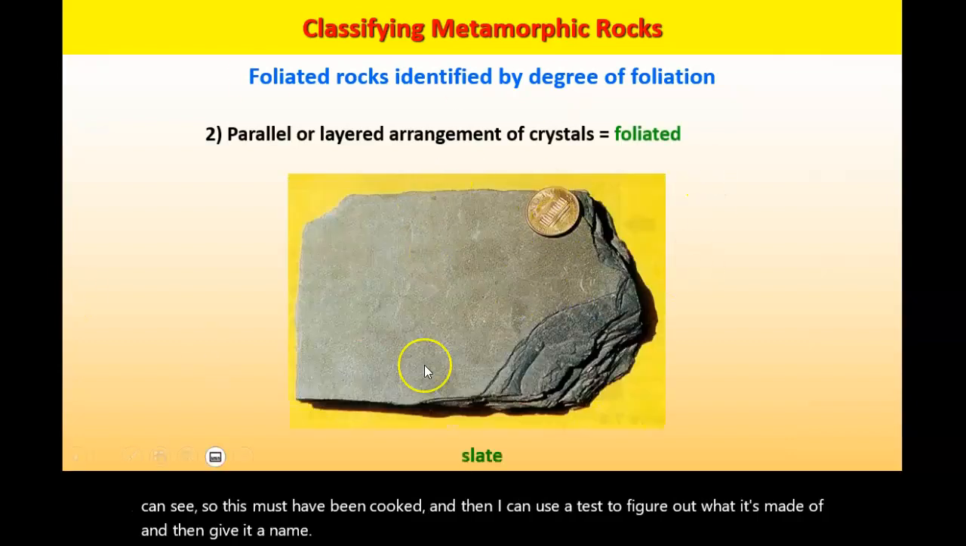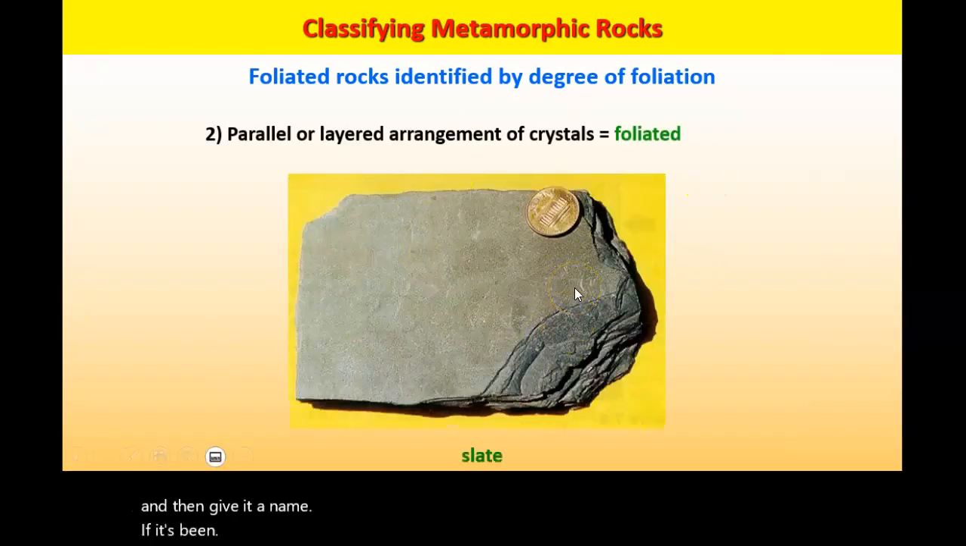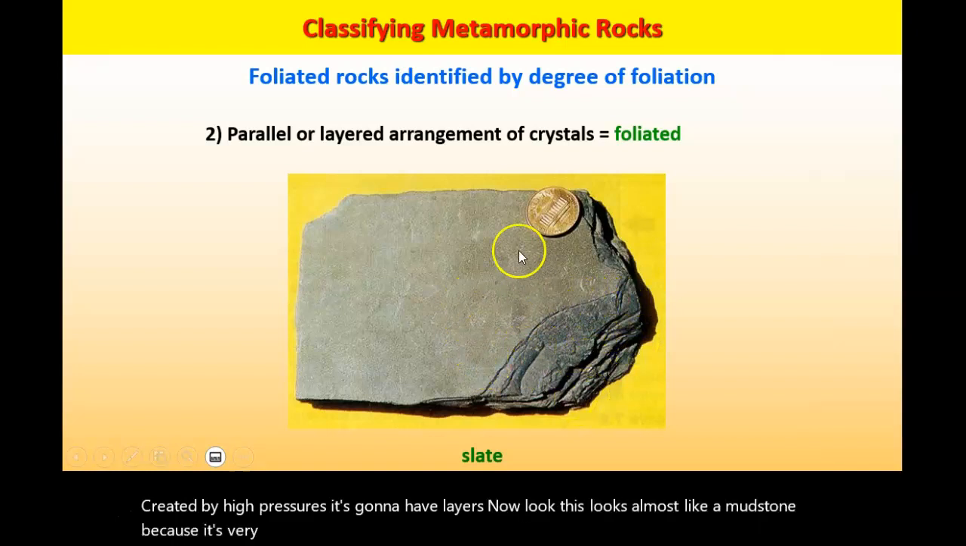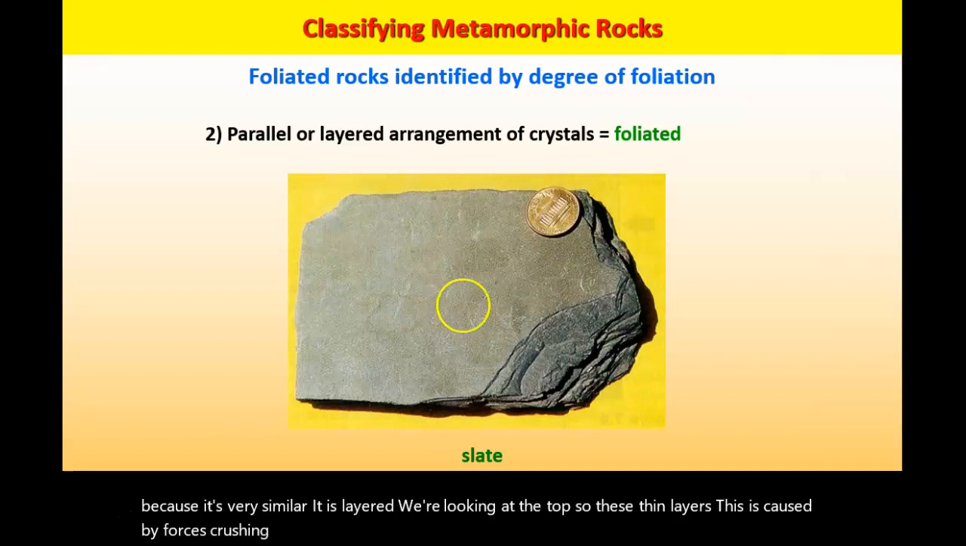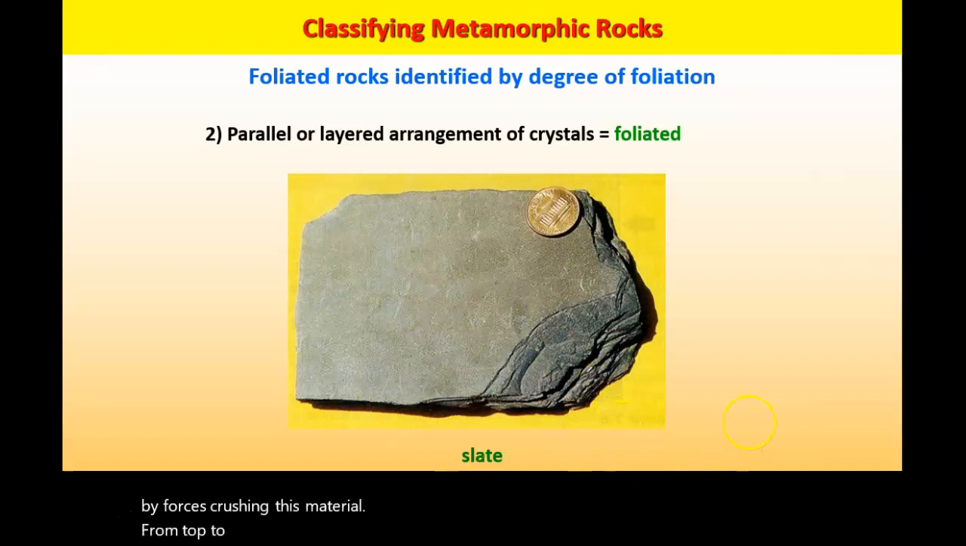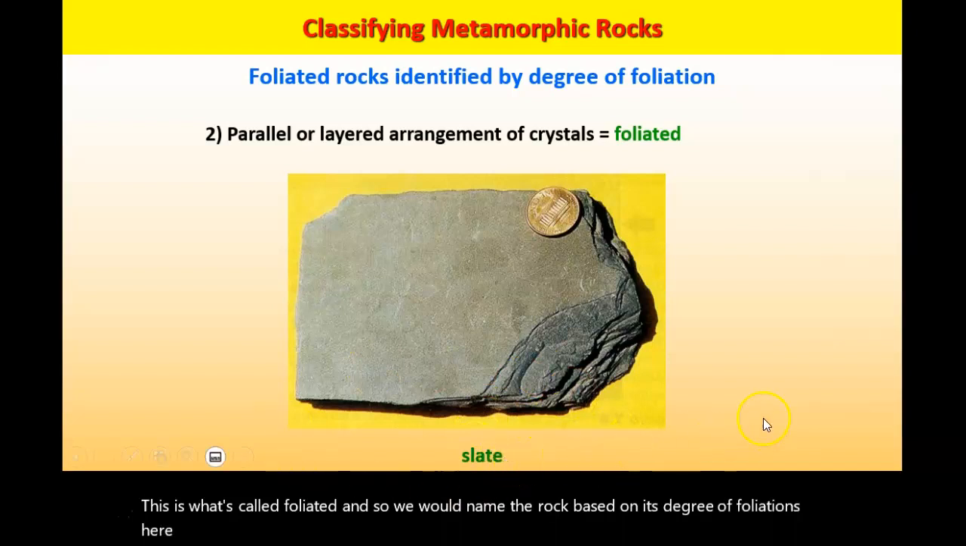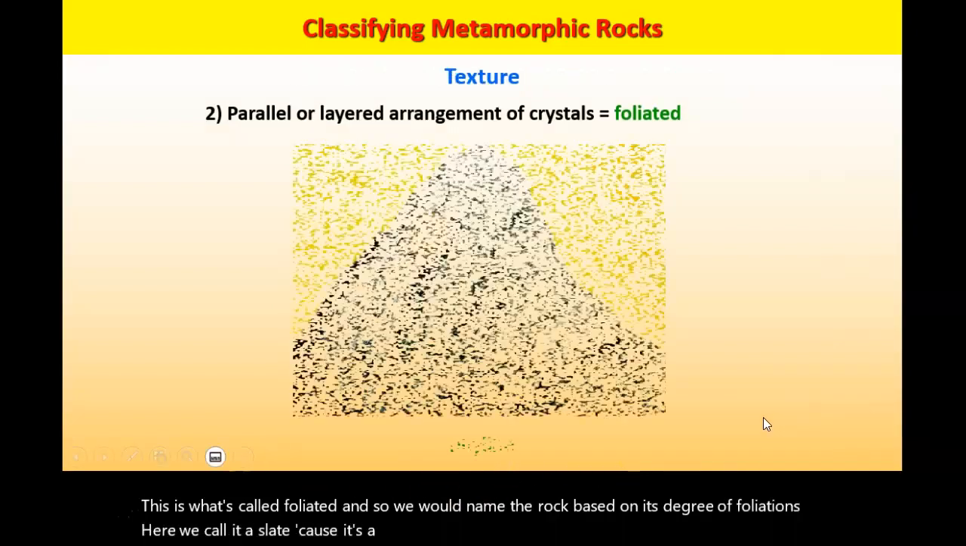If it's been created by high pressures, it's going to have layers. Now look, this looks almost like a mudstone because it's very similar. It is layered. We're looking at the top, so it's these thin layers. This is caused by forces crushing this material from top to bottom and aligning the minerals. This is what's called foliated. And so we would name the rock based on its degree of foliation. Here we call it a slate because it's a pretty low-grade metamorphism.